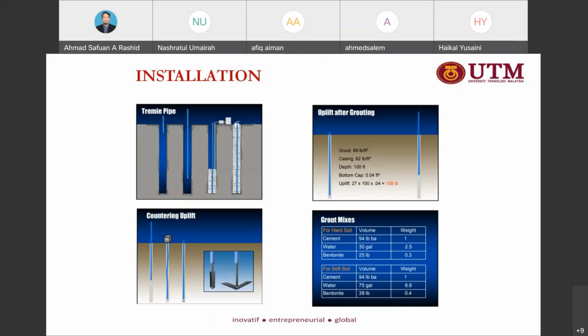So the installation of the piezometer is as shown in this diagram. In order to make sure that the piezometer touches the bottom of the soil, the bottom of the hole, either we use a counter uplift, or we use a tree pipe, and then we use grouting to make sure that it doesn't move later on.